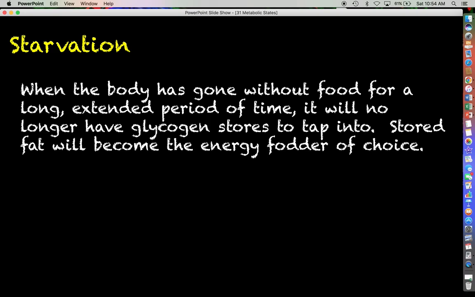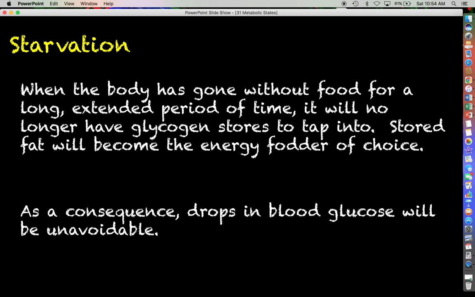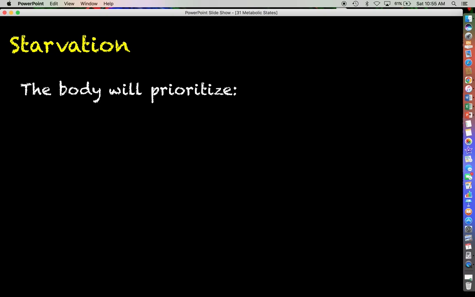So fat can certainly be burned if you're going out of your way to try to lose weight or something like that, but in an evolutionary sense, in a true body function sense, we're actually not really meant to burn through the fat unless we are literally starving, okay? So as a consequence, because we no longer have that glycogen to tap into, the longer you go without food, the more your blood glucose is going to start to drop. So those drops in blood glucose are going to start being unavoidable.